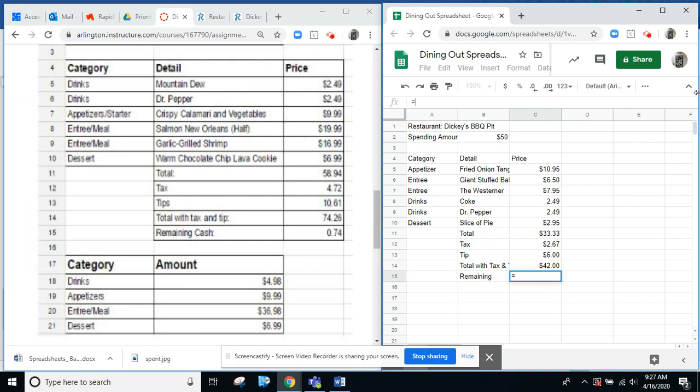Because we're not working with exact numbers. We're working with whatever the total is in that formula. So equals $50 minus our total with tax and tip. That's going to tell us we have $8 left over. We didn't do a very good job spending the $50.